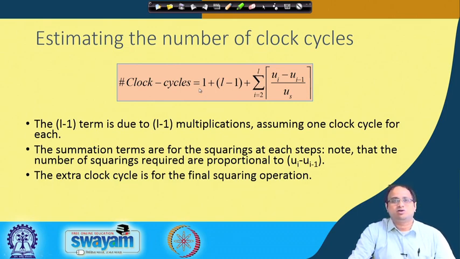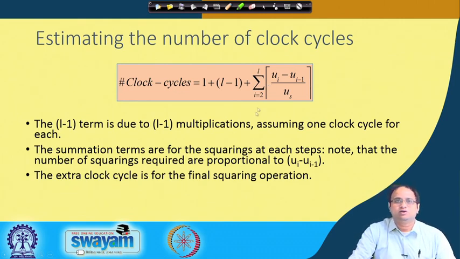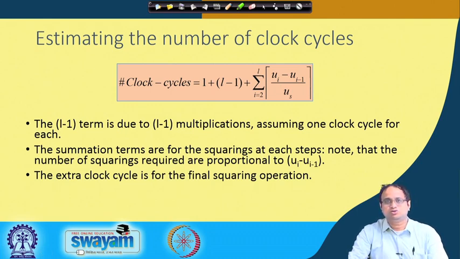You need 1 extra clock cycle for the final squaring operation, because you have to do a final squaring at the end, and this summation gives you the number of squarings for doing all the iterations which were there in the previous table. You can observe that the number of squarings which you are doing is U_i minus U_(i-1). U_i is one addition chain element, and U_(i-1) is the previous one.